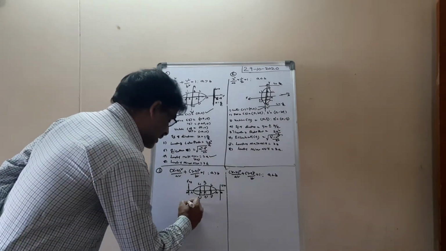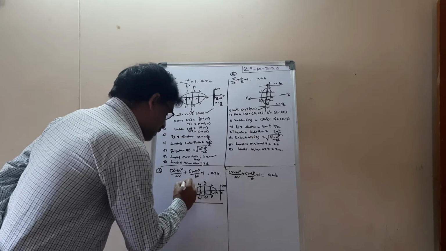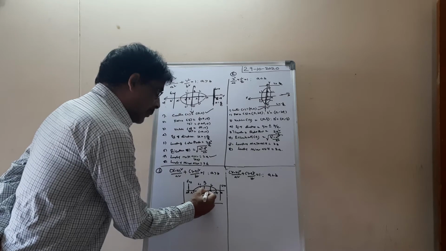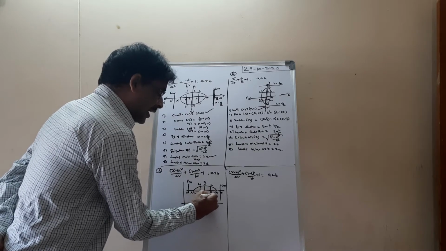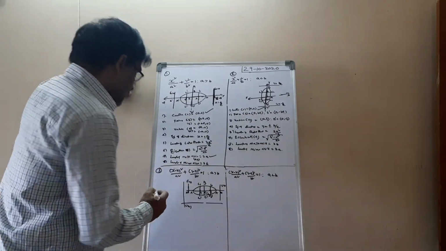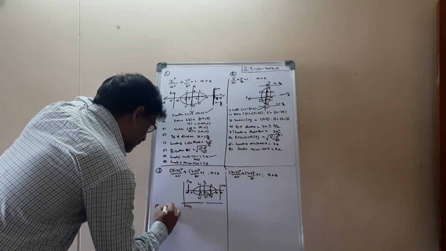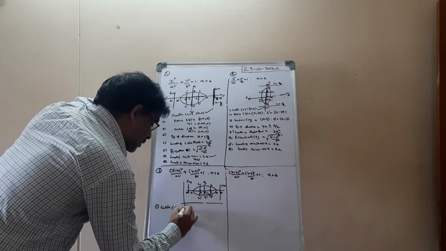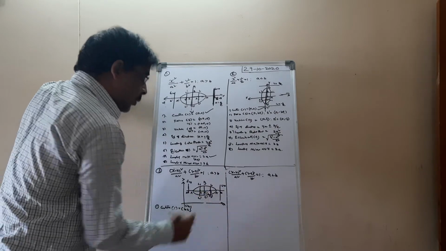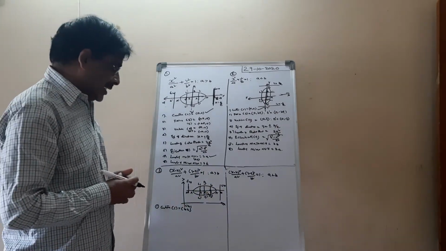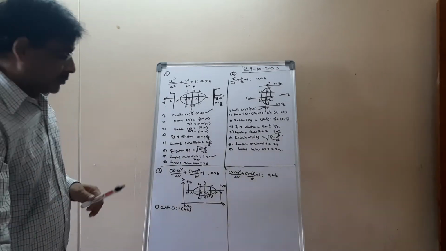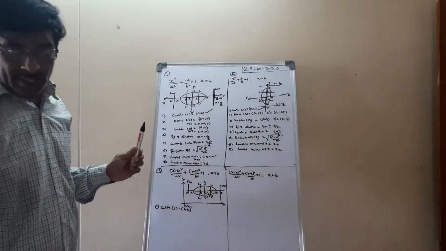See, slight difference here. What is the difference? You shifted the origin from 0 to a point h comma k. Then what are the results? We have to observe. Here see, first one, center C equal to h comma k. We shifted the origin to the point h comma k. Then what happened? The center is h comma k.